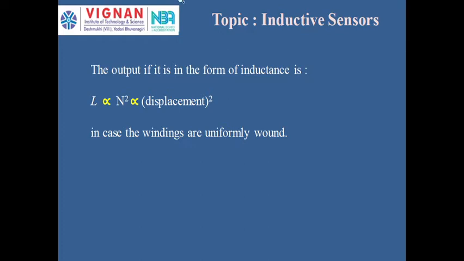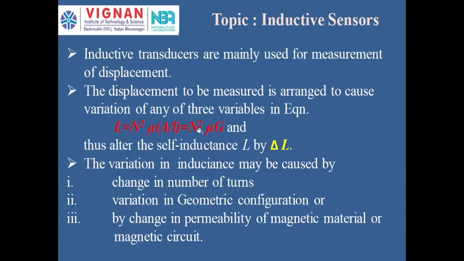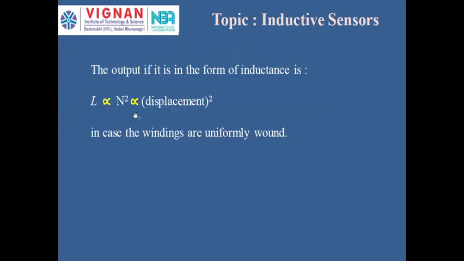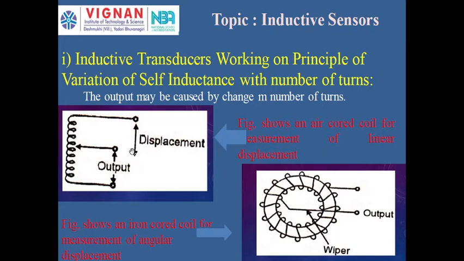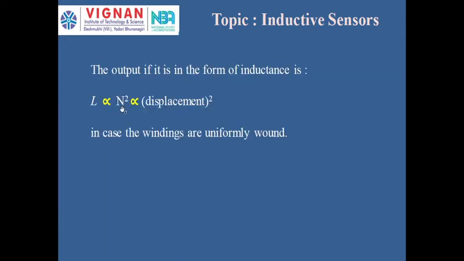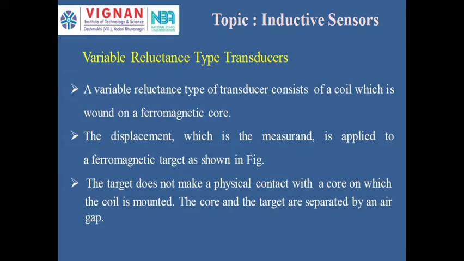In this case, the output, if it is in the form of inductance, that is L, is proportional to N square, which I have already given in this equation. That is proportional to N square, which is proportional to the displacement. Therefore, inductance is proportional to the square of the number of turns, which is proportional to displacement. In case the windings are uniformly wound, then it is proportional to displacement square. So if you are able to measure this inductance, we can estimate the amount of displacement that happened.